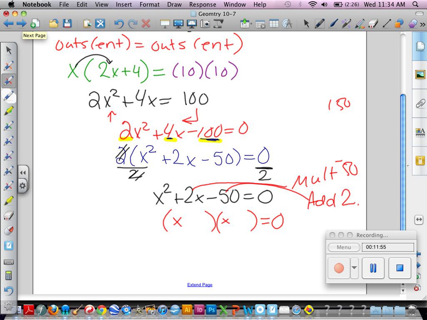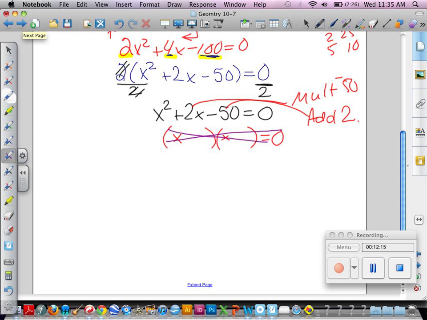Right? And I'm thinking about 1 and 50. I'm thinking about 2 and 25. And I'm thinking about 5 and 10. None of those work, so I'm not going to be able to factor this. Maybe in your homework you're going to be able to factor sometimes, people.